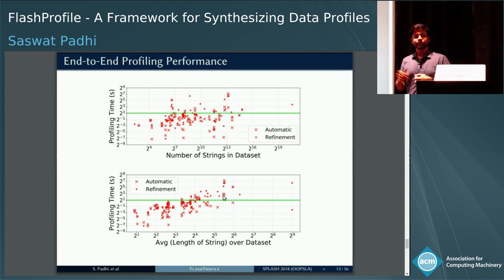That's because we do this recursive reduction for synthesis, and basically the longer the string is, the many more times you would have to do this reduction, and your profiling time would increase with the size of the string. But for most real data sets, we see that you can still profile them within 2 seconds.